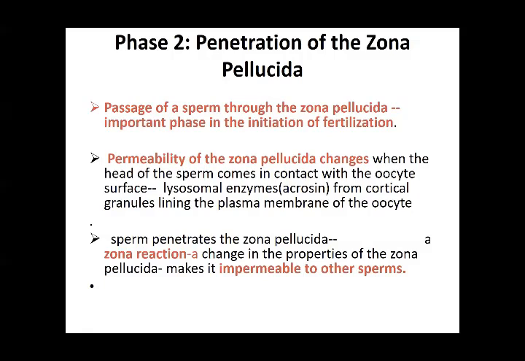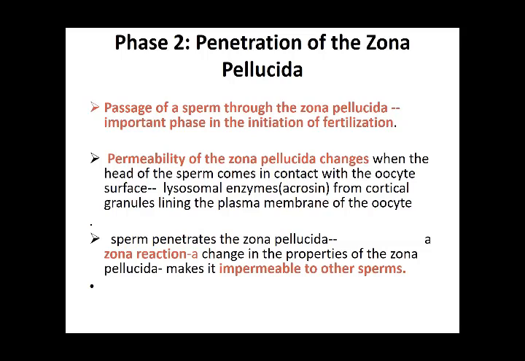These lysosomal enzymes are on the inside of the oocyte, from the cortical granules on the inside, which are called the cortical granules lining the plasma membrane. They are going to rupture and release certain enzymes which allow the sperm to penetrate the zona pellucida. This is what we call the corona reaction. Once this reaction occurs, the granules release substances that make changes in the zona pellucida. That change is going to make the zona pellucida impermeable.